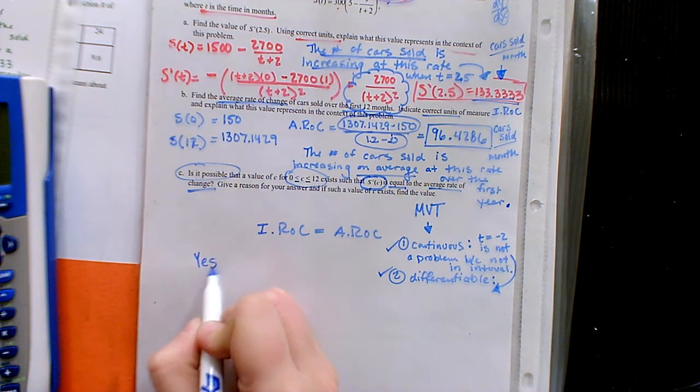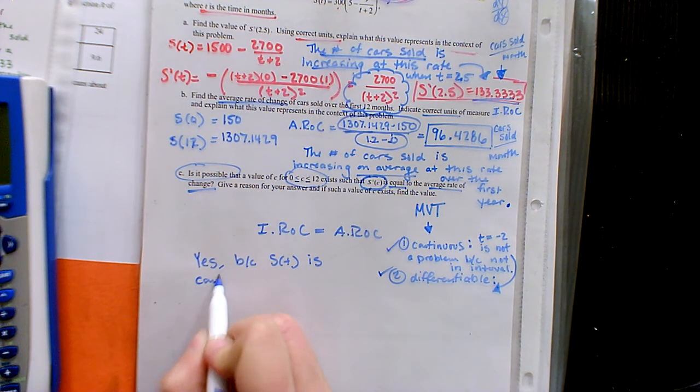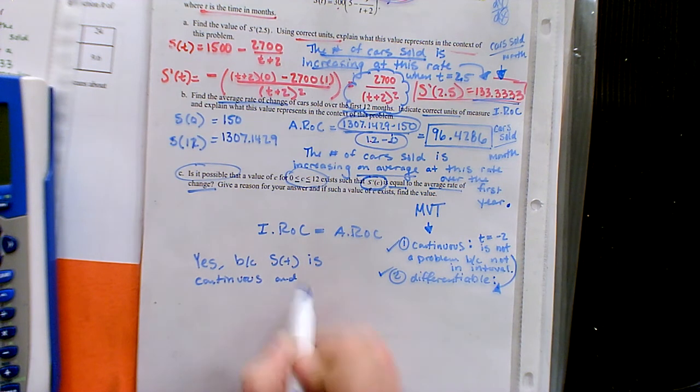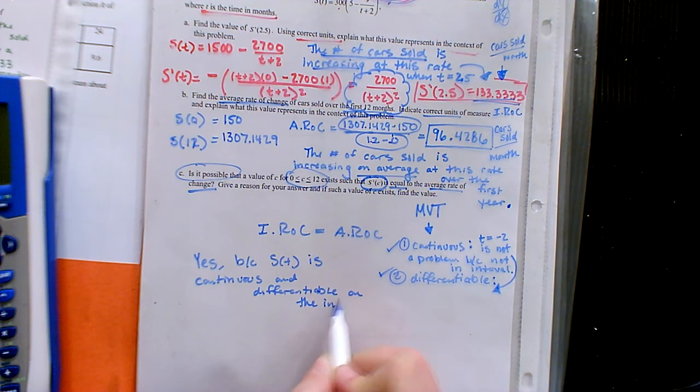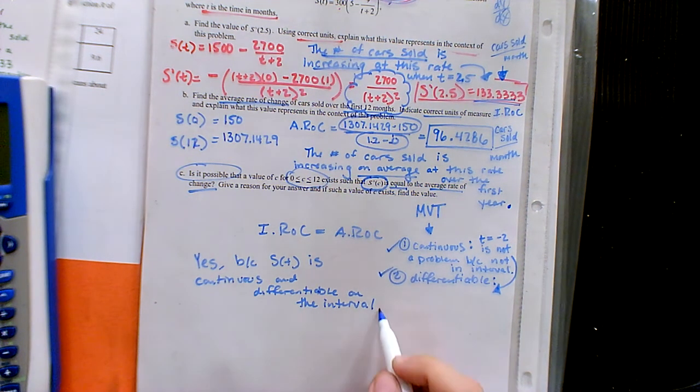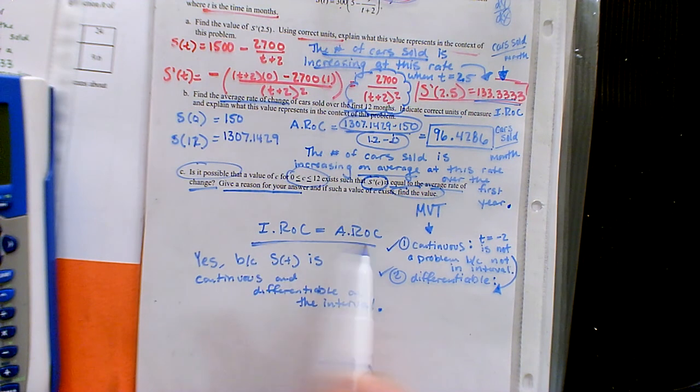Is it possible? Okay. We'll say yes because the function is continuous and differentiable on the interval. So we answered the question, we gave a reason for our answer, and then last part, if such a value exists, which we said that there is, okay, the mean value theorem is applicable here, they want us to find it. So we're going to try to find that special spot where the average rate of change is equal to this instantaneous rate of change.